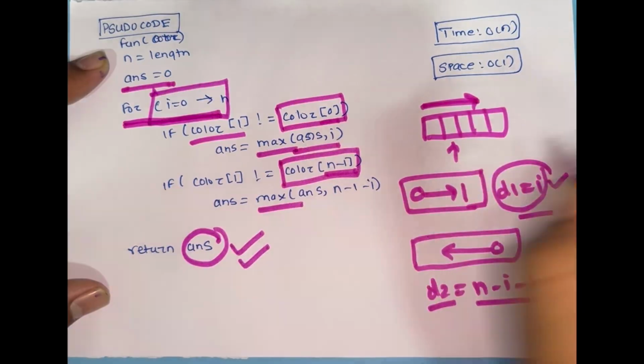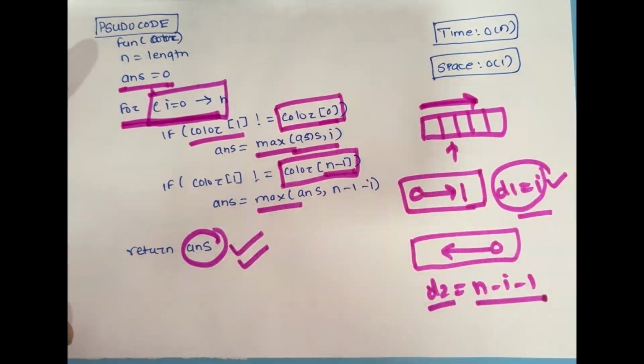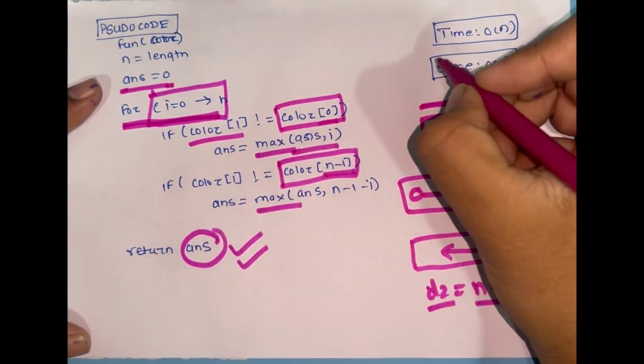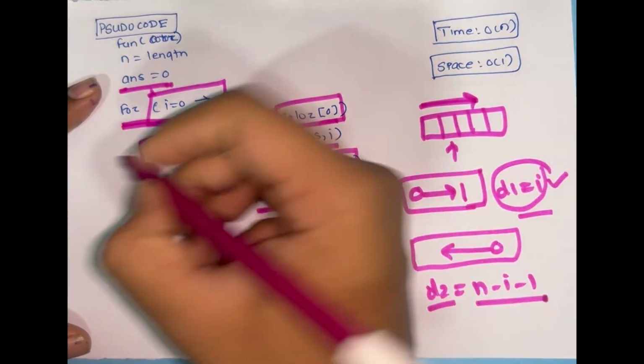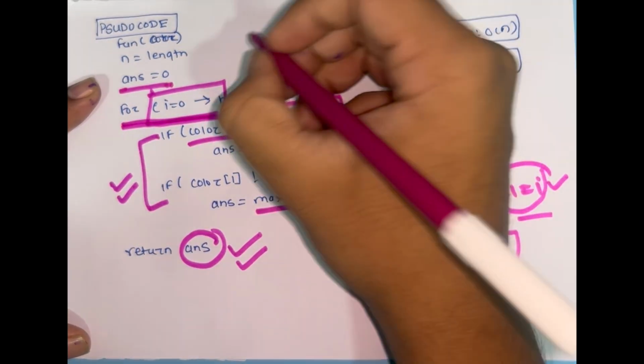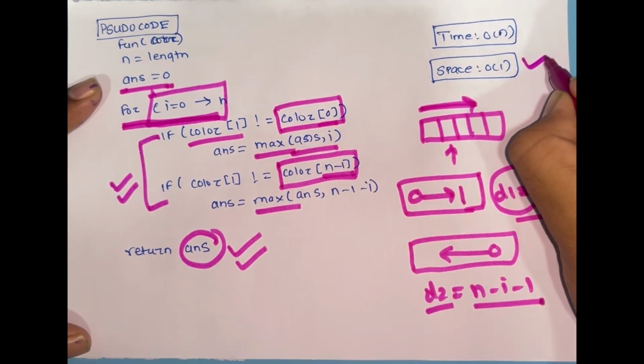At the end, when all iterations are completed, we are just returning the answer. Now the time complexity will be order of n, since we are just using a single loop, and the two computations we are doing in a single loop only, and no extra space has been used, so order of n space complexity.